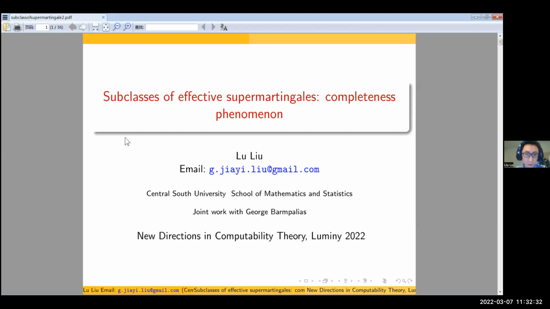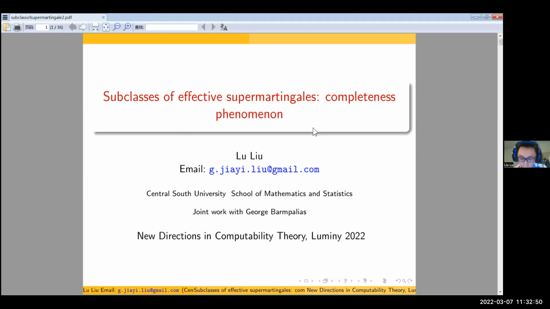In this talk, I'm going to talk about whether a given subclass of left CE supermartingales can define one randomness. First, let me make some review of these concepts, although most of you may have been very familiar with them.